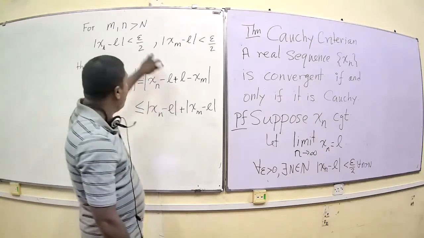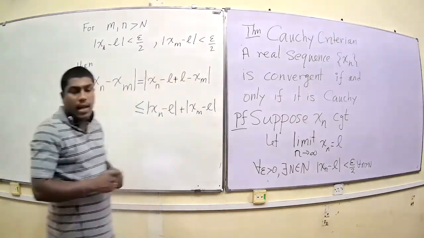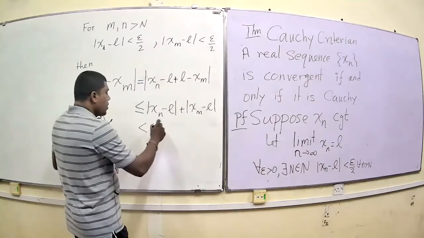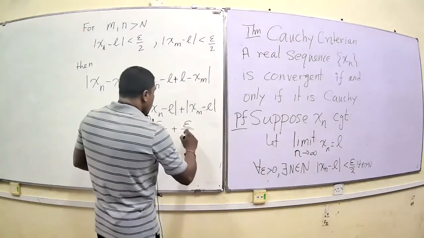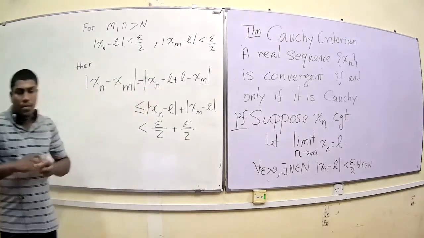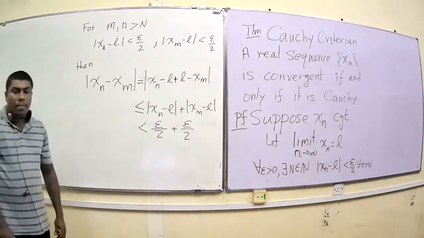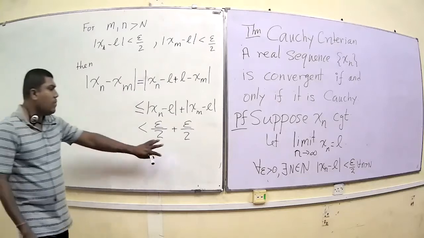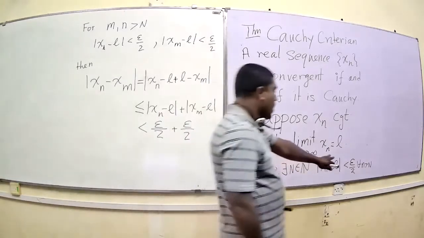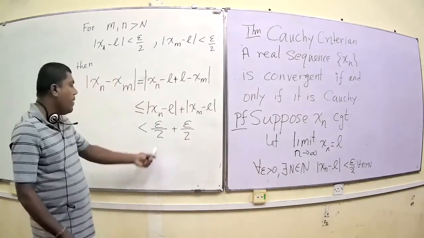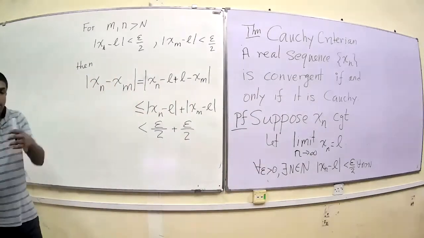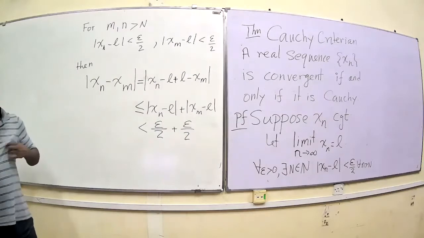This is less than epsilon over 2, and this one is also less than epsilon over 2. So now if you add both of them, you get epsilon. This is why I put epsilon over 2 here. If I had put epsilon there, I would end up with 2 epsilon, so then you have to change everything at the end.